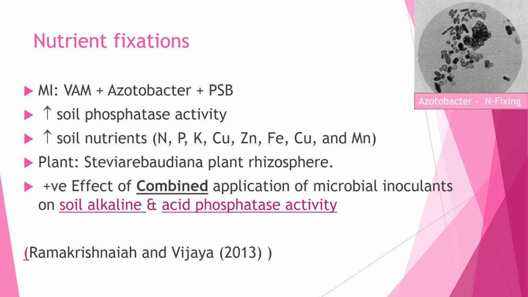So it has been reported to enhance the growth of this plant called Stevia rebaudiana. Stevia is a natural sweet sugar substitute, in which it is also a rhizosphere, in the rhizosphere area, in the root area of this plant. So when used together, it has shown a positive effect for this MI, successfully applied on alkaline soil and also enhancing acid phosphatase activity.